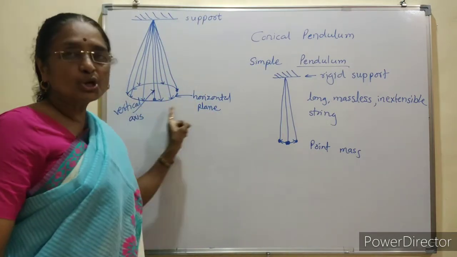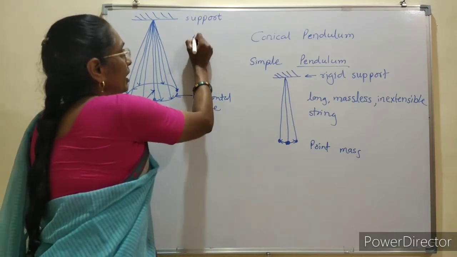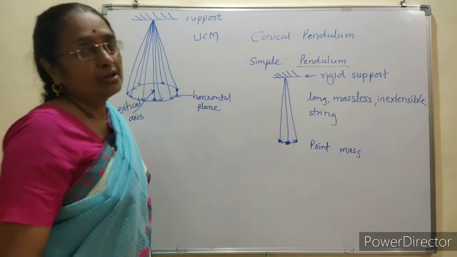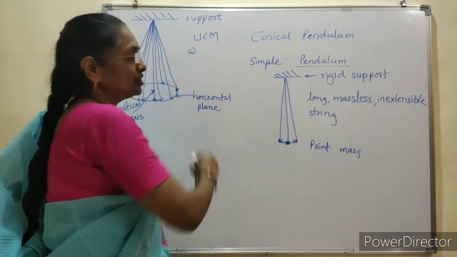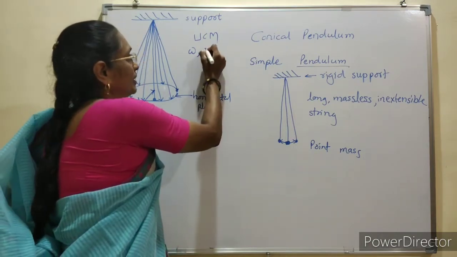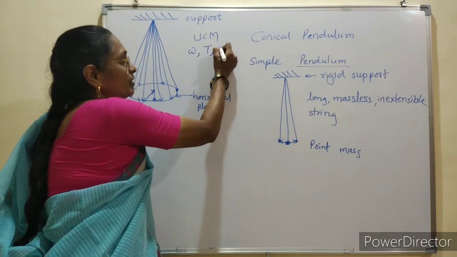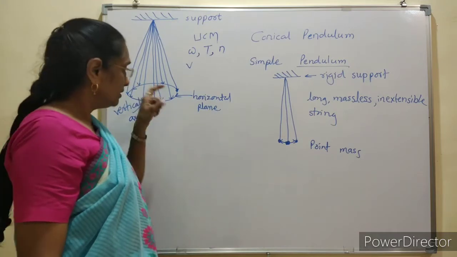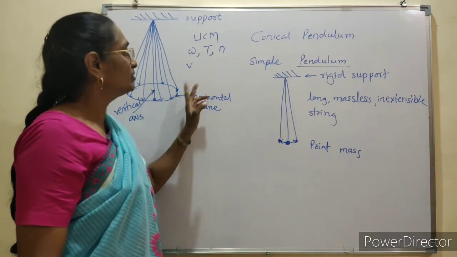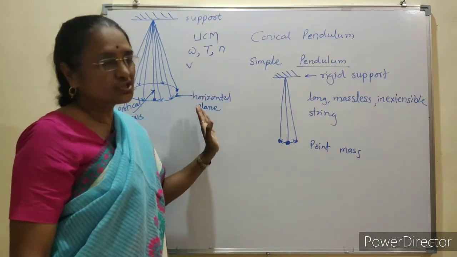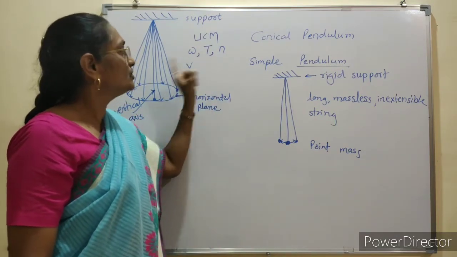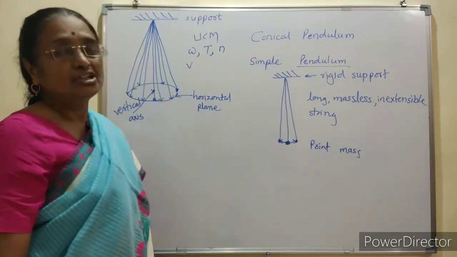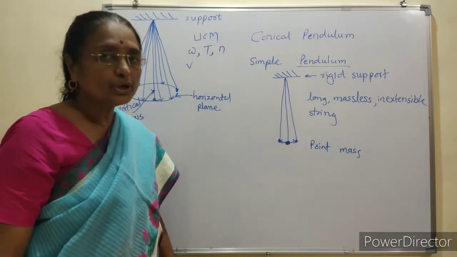Now this horizontal circular motion we consider as uniform circular motion, and for uniform circular motion a number of terms are related. First is angular velocity, then period of uniform circular motion, frequency of uniform circular motion, and velocity of the particle in the circular path. We have to write various relations and derive some relations for these terms by considering this string-mass system, that means a conical pendulum.